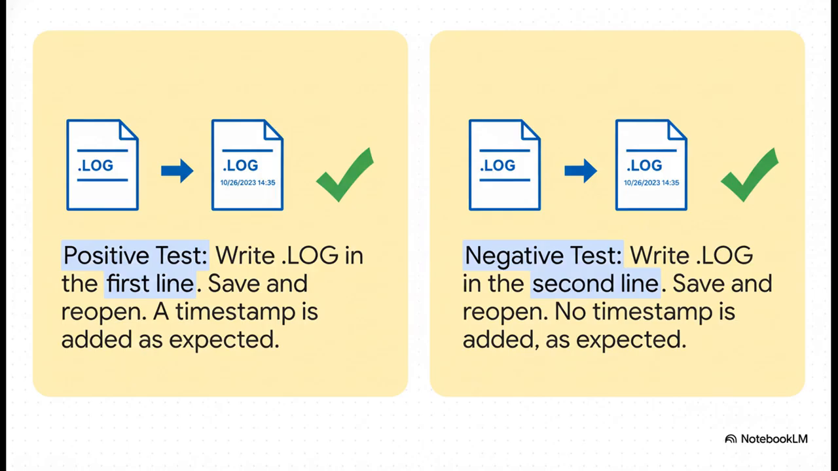So the positive test is simple. Do exactly that and make sure the timestamp appears. But the negative test is just as important. What happens if you put .log on the second line instead? The expected result is that nothing should happen. Both of these tests are absolutely crucial to make sure the feature works correctly.